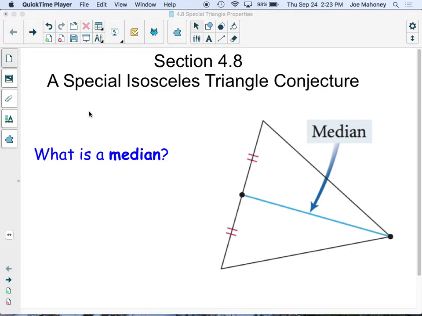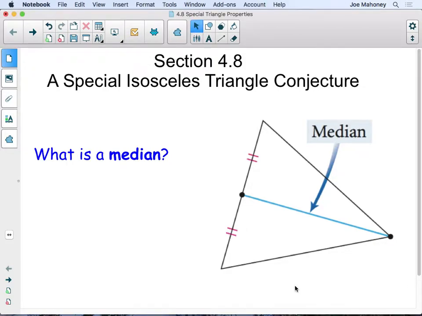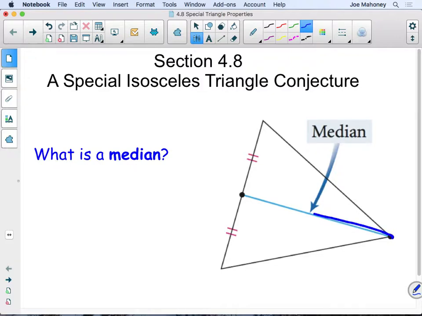So in this little lesson, we're going to talk about a special conjecture for isosceles triangles. But what I definitely want to point out to you is that we've got to get a couple more definitions first. The first one we're going to talk about is a median. Over here in this diagram of a triangle, you see a median. This is our median. So the question is, what's a median?